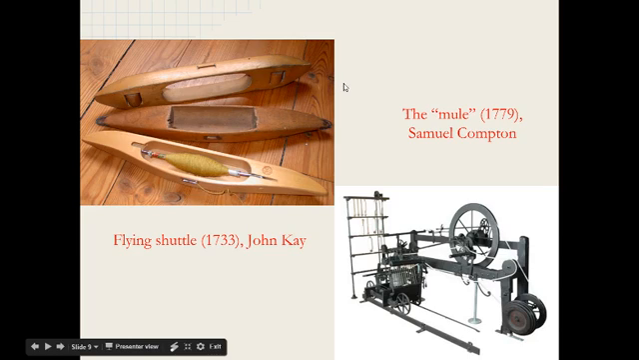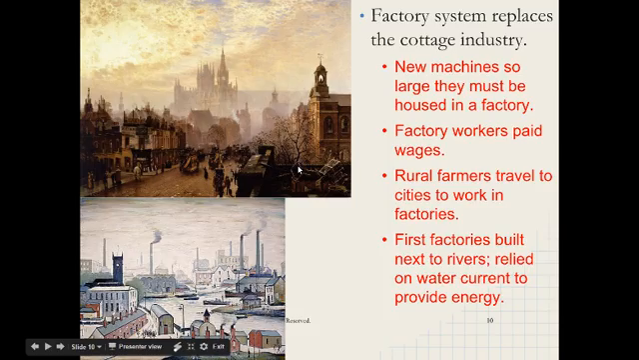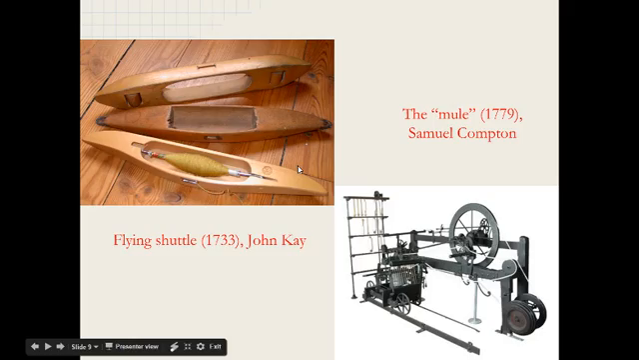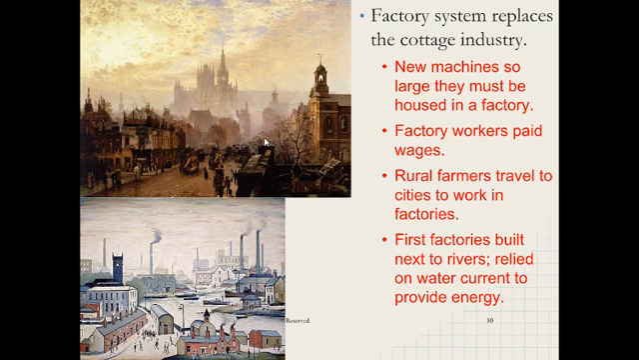So here are two of the famous machines that were used: the spinning jenny, the flying shuttle, the mule. The end result is that these machines, as they get bigger, more complicated, more efficient and more expensive, are going to need to be housed in a factory. So where are you going to put the factory? You're going to put it inside a city.